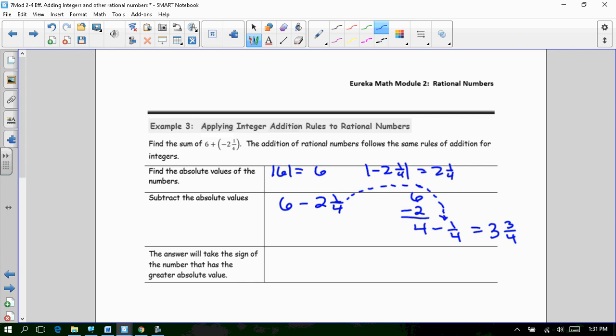All right, but which number was bigger at the top? 6 or negative 2 1/4? Well, 6 is bigger, so my answer should be positive, right? I should have a positive answer, and my answer should be 3 3/4. Fractions are your friends.